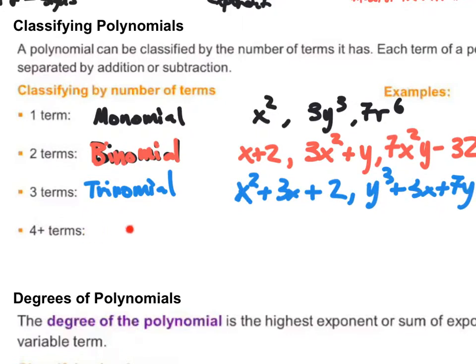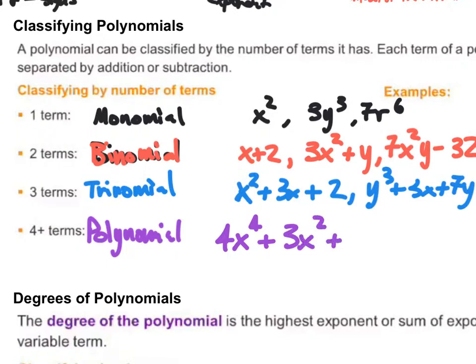Now, if I have four or more terms, we would call that a polynomial. You have many terms. An example of that would be like 4x to the fourth plus 3x squared plus 7x plus 10. And so you have four terms. You can have as many terms as you want, but four or more terms gives you a polynomial.